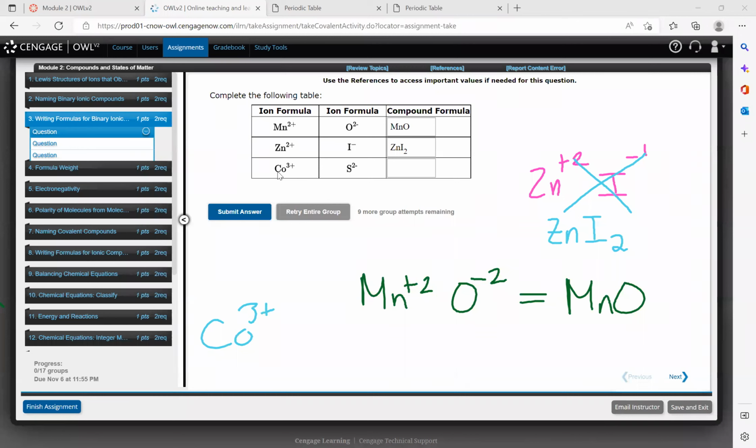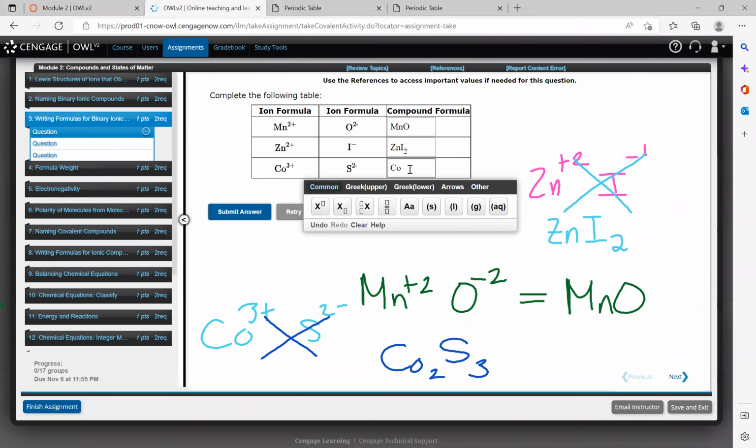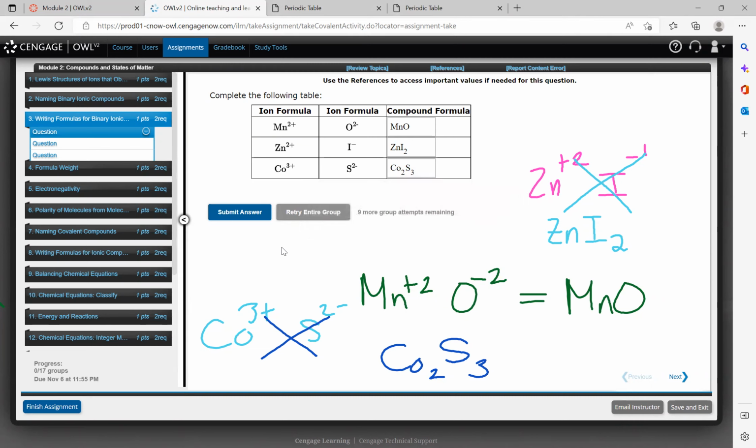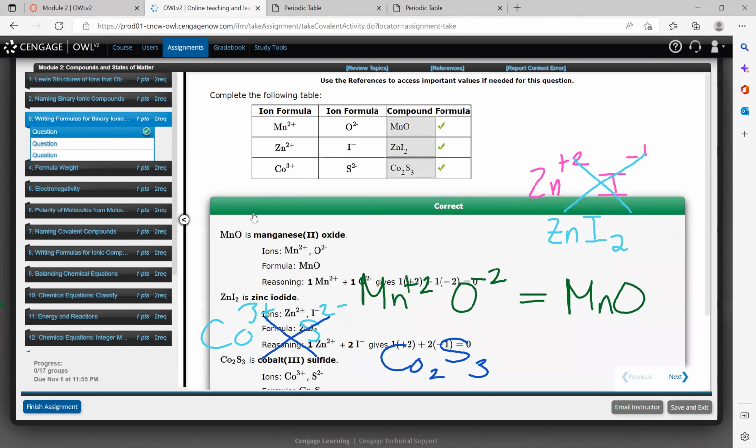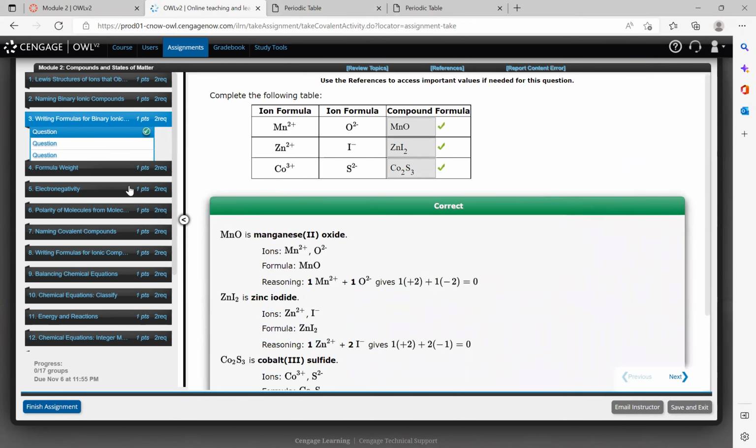This is a +3 charge. This guy has a -2 charge. They're not the same, so we're going to have to do our cross. So we're going to need 2 cobalt and 3 sulfide in order to balance this guy out and have an overall charge of 0. So this is Co2S3. Submit our answer, and we're good to go.